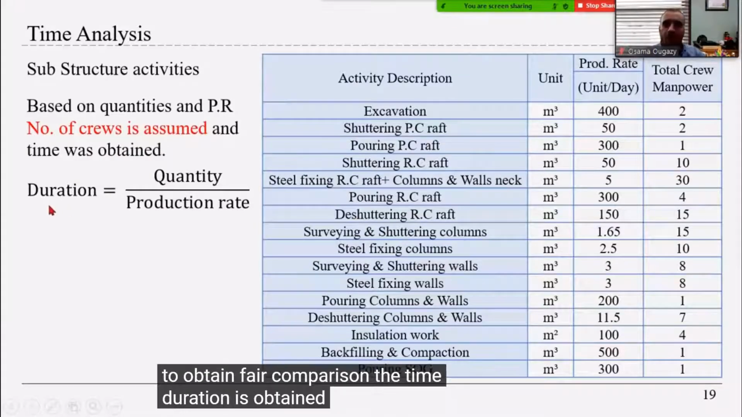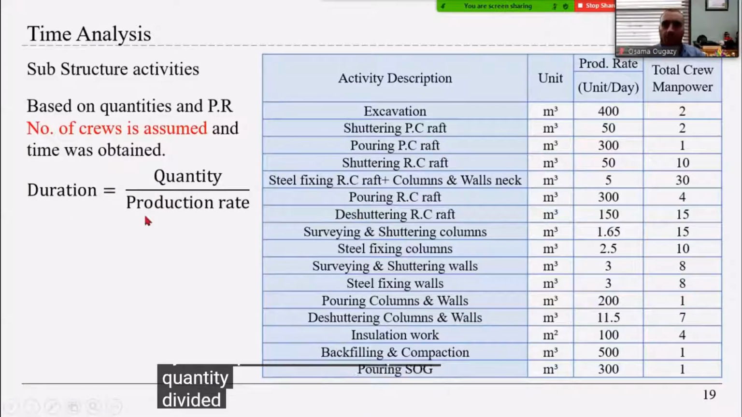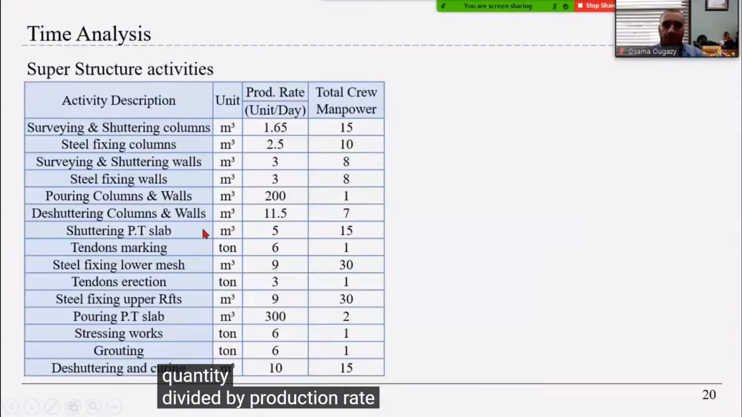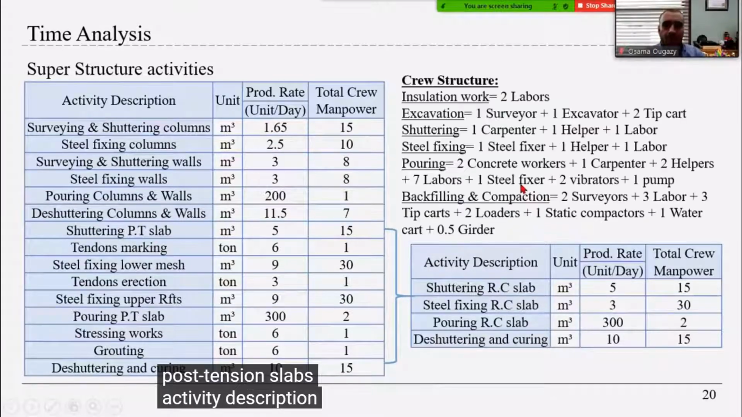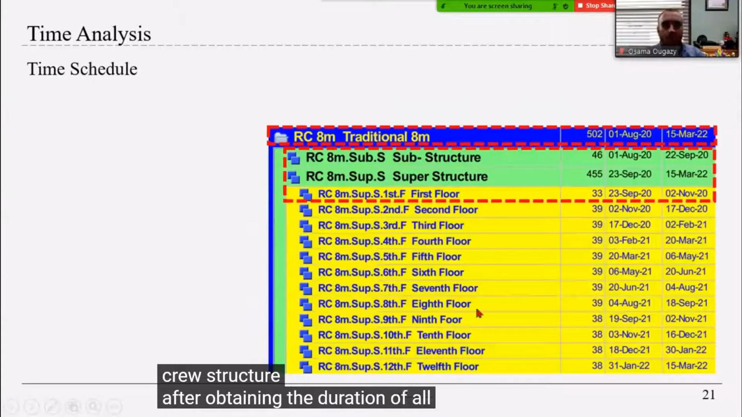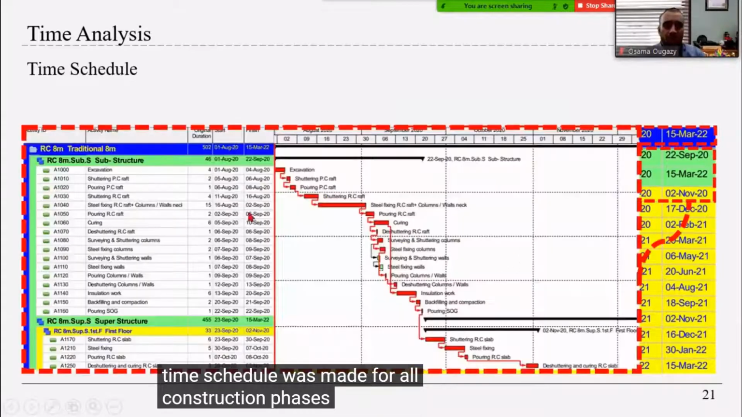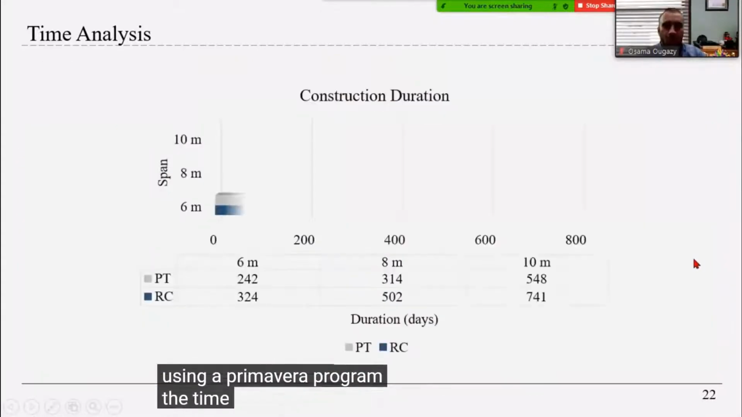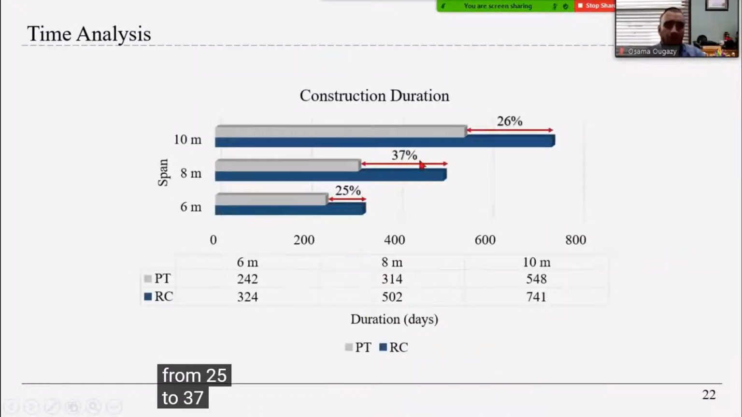The time duration is obtained by this equation: duration equals quantity divided by production rate. This is for RC slabs, and this is for post-tension slabs activity description. And this is our crew structure. After obtaining the duration of all buildings, a time schedule was made for all construction phases. Using a Primavera program, the time savings when using the PT system is from 25 to 37%.